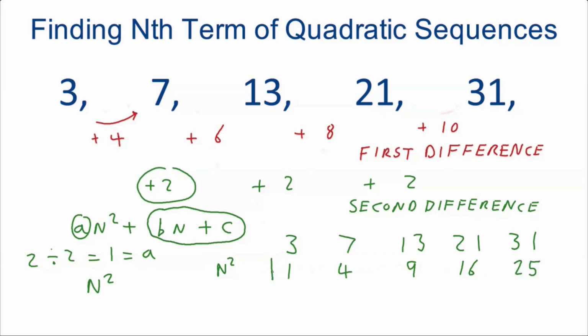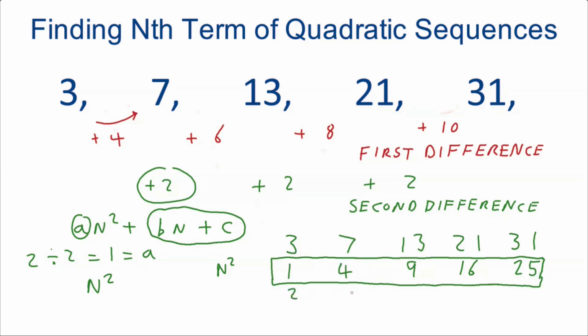And now what we do is take these terms away from the ones above. So 1 from 3, we've got 2. 4 from 7, we've got 3. 9 from 13, 4. 16 from 21, 5. And 25 from 31, 6. So now this is our linear sequence, which corresponds to this bn plus c. So what we now do is find the difference between these. 2 to 3 is 1, 1, 1, 1.